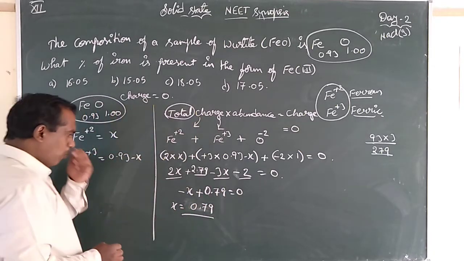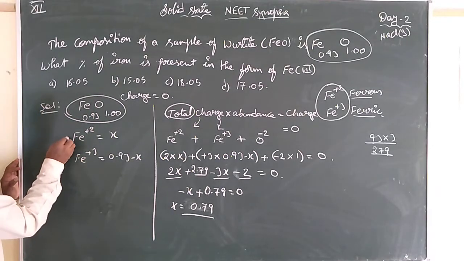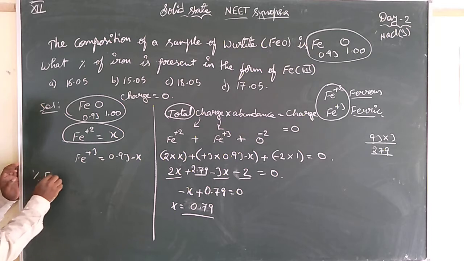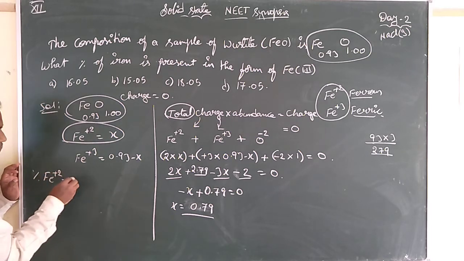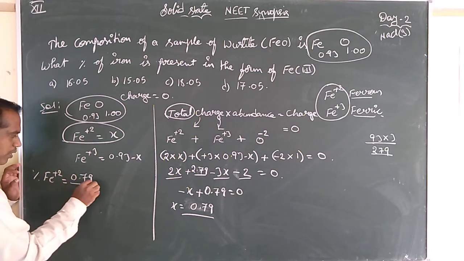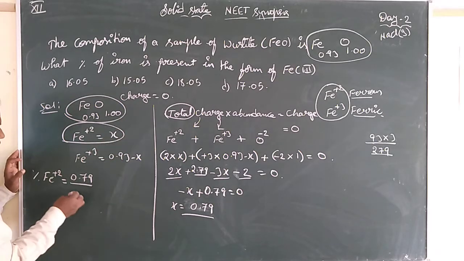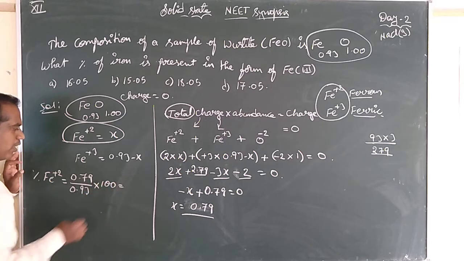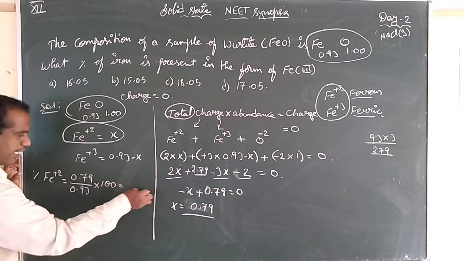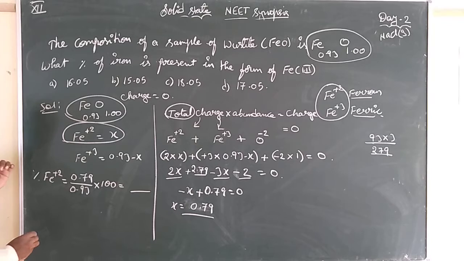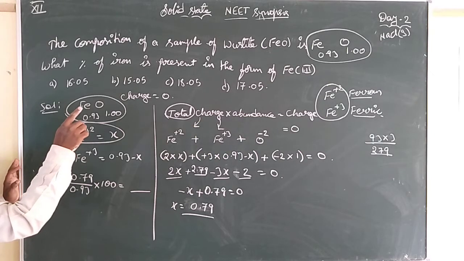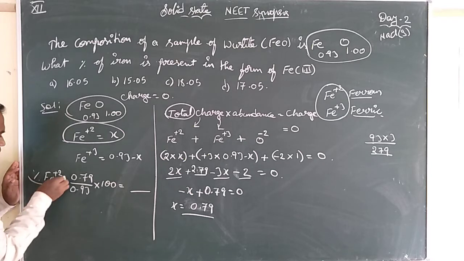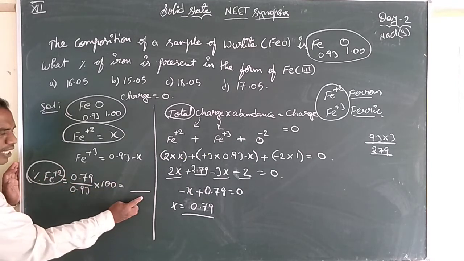So once we get the percentage of this Fe plus 2, how to obtain it upon the given total 0.93 into 100? How much are you getting? You will get some value. Now if you want to know the abundance or the percentage of the iron present, we will be getting some value here.